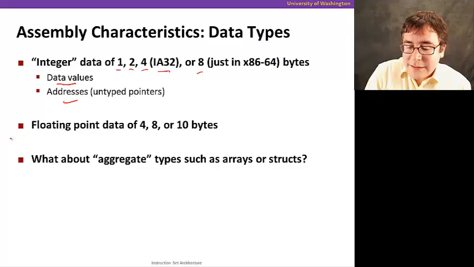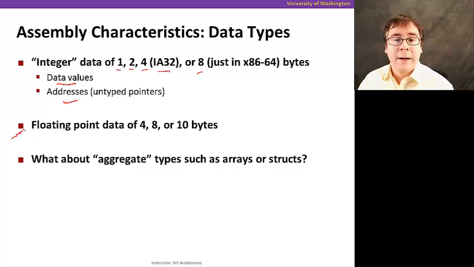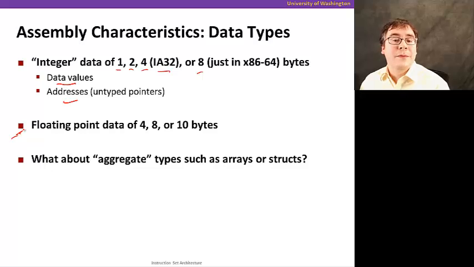The other data type: most ISAs today support floating point operations. That means floating point data is held in special registers in the processor. So implicitly there is a floating point data type that a programmer writing assembly code has to be aware of. Now, what about aggregate data types?